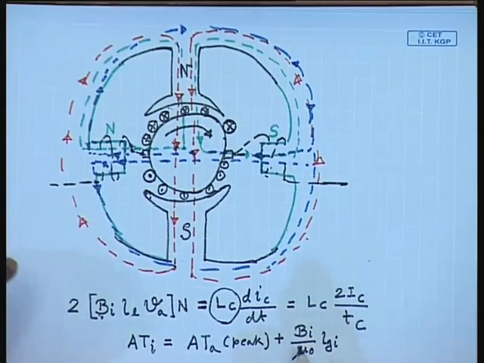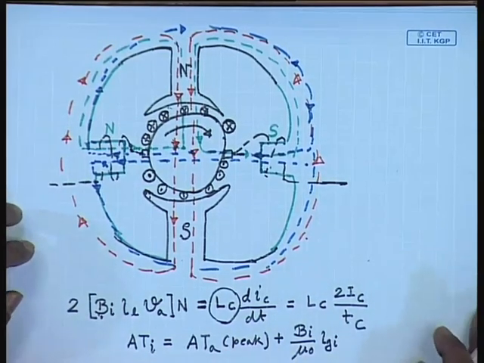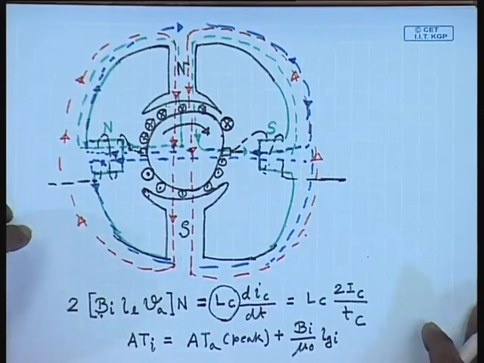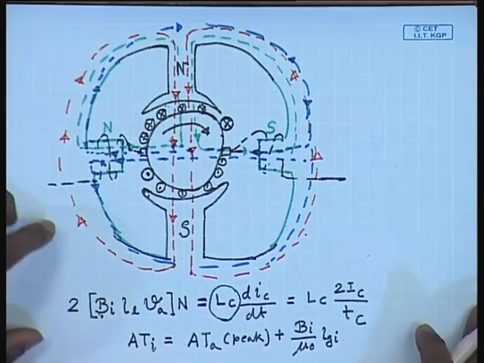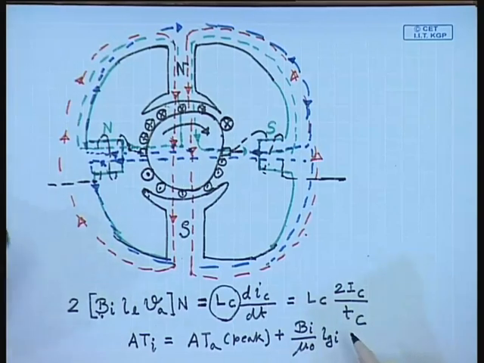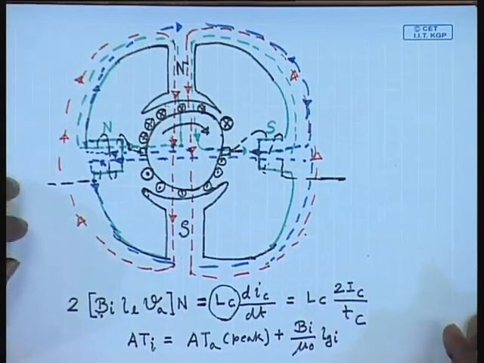where Bi is the required flux density at the interpole of the desired polarity, mu naught is the permeability, Lg is the total length of air gap at the interpole, and of course mu naught is the permeability of free space.